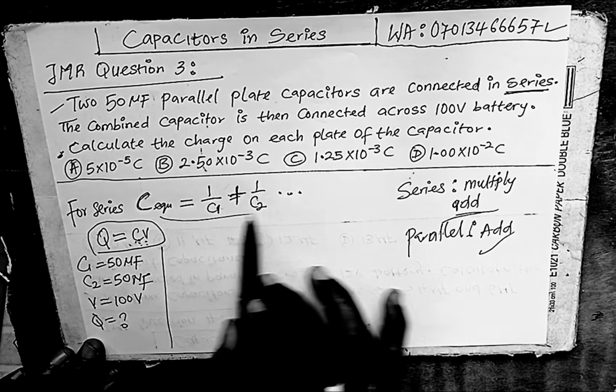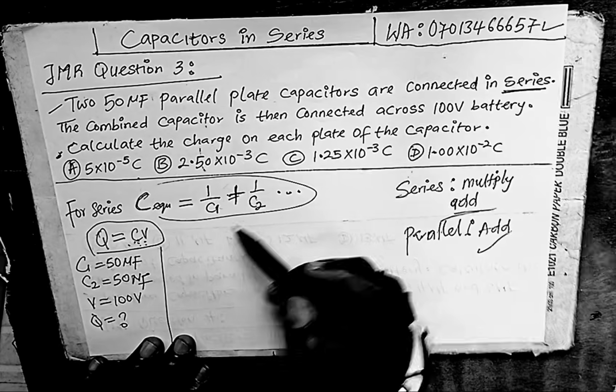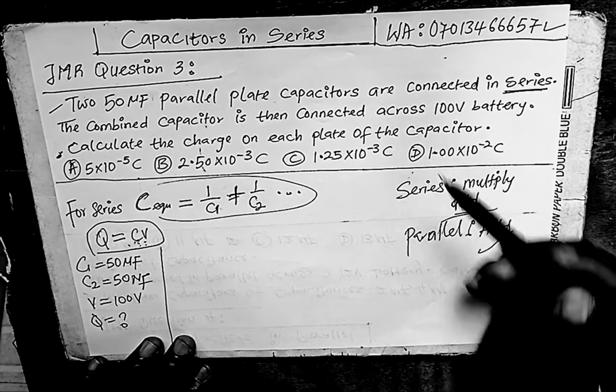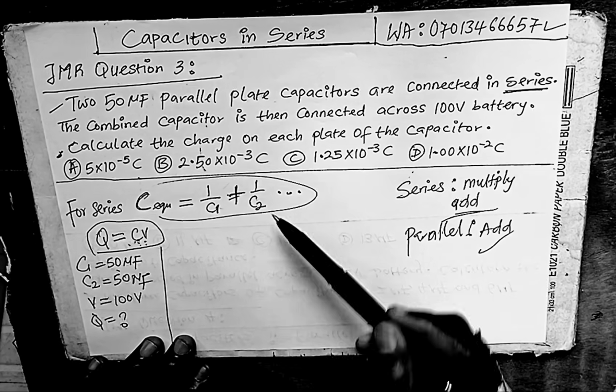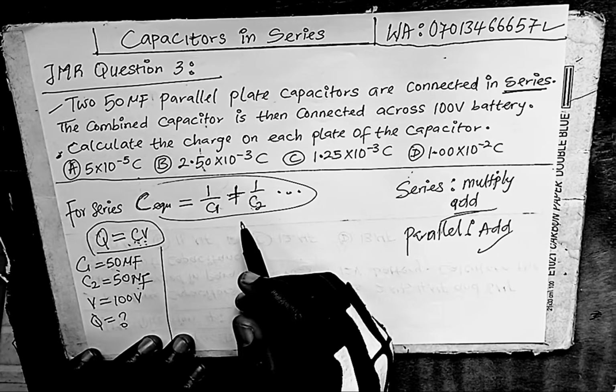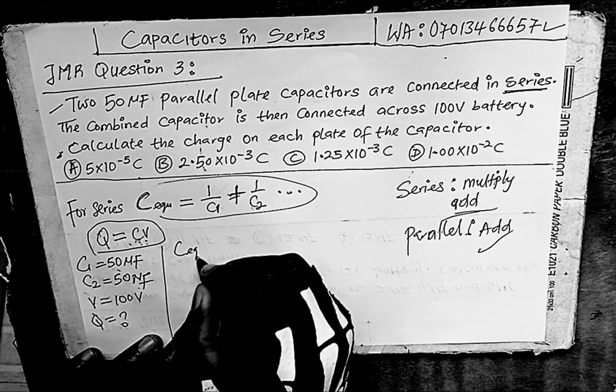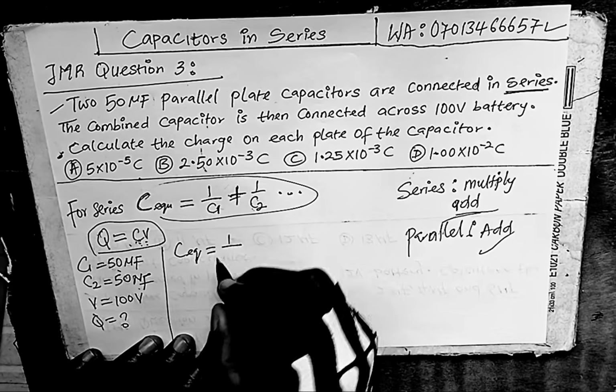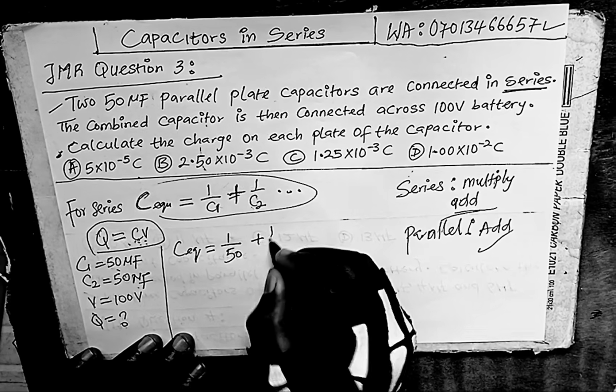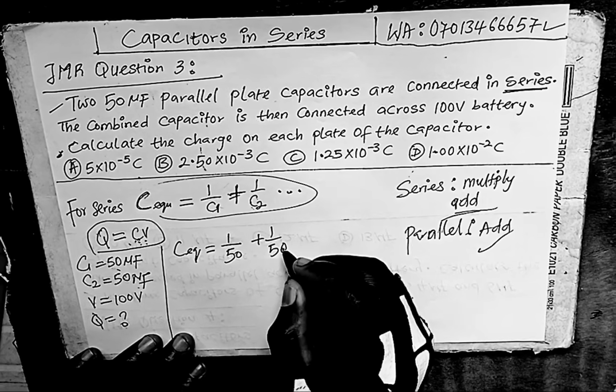Before we find Q, we are going to apply the formula to find C. Since it's in series, we apply it according to series capacitance. They give us C1 and C2, so we move straight into the application. When we substitute into the formula, we are left with C is equal to 1 over C1, which is 50, plus 1 over C2, the same 50.